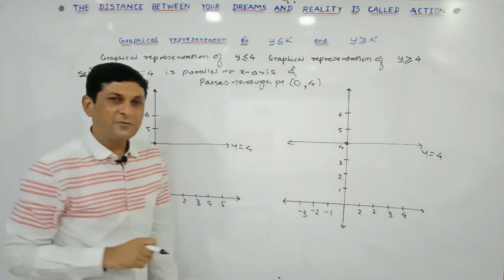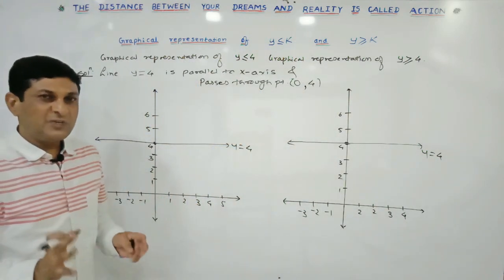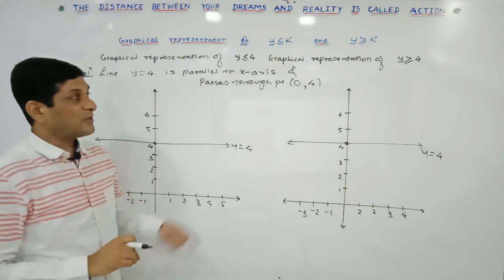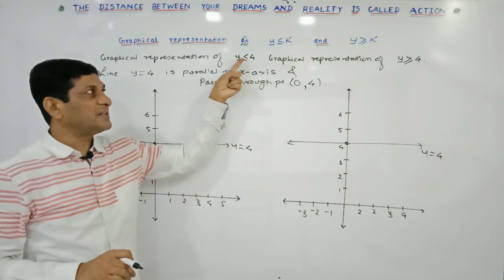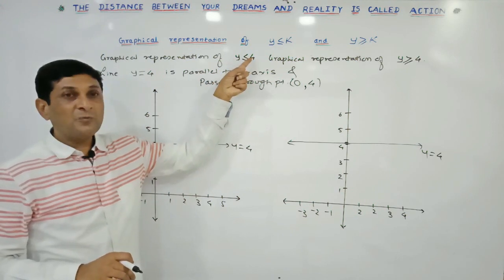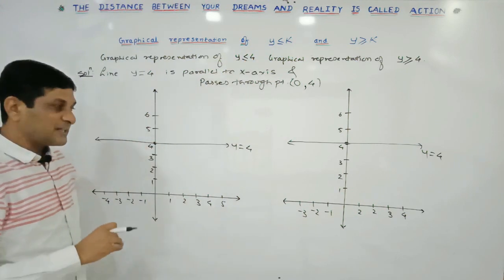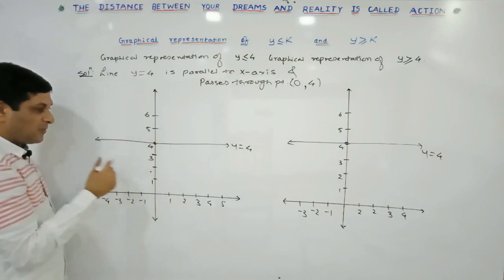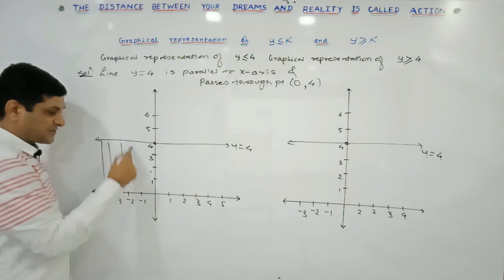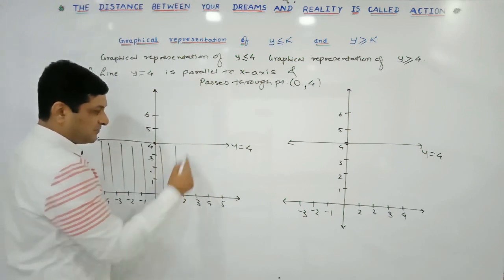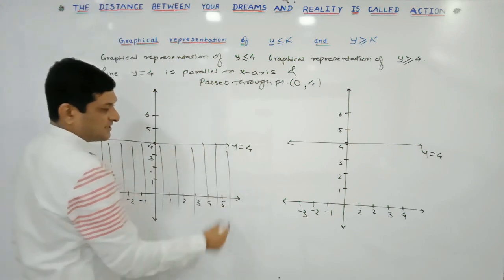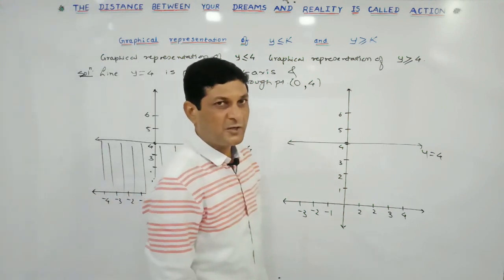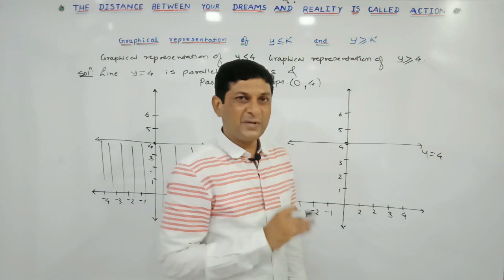Now which half plane will be our solution set? That is, which points satisfy this expression, that we have to check here. From this expression we can easily observe that the values of y are less than or equal to 4. This condition is satisfied on this side, because on this side the values of y are less than 4. That's why we can say that this part will be our solution set. The shaded portion is the solution set, meaning all the points on this side satisfy the given expression.